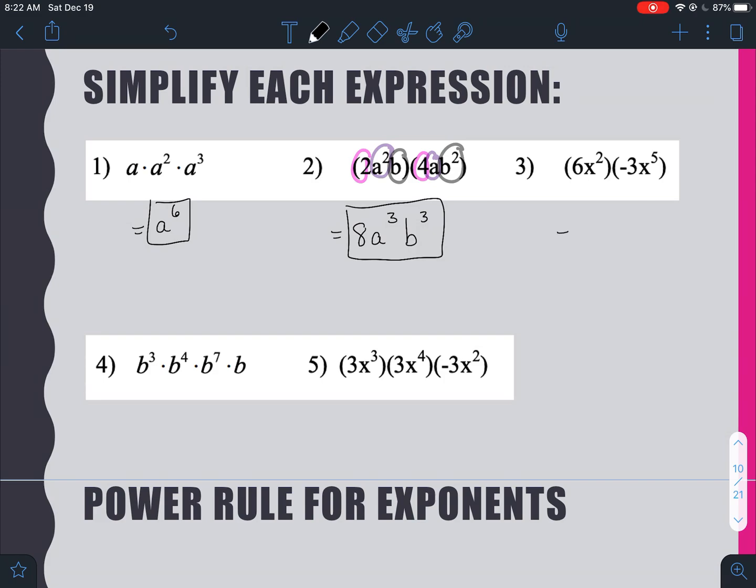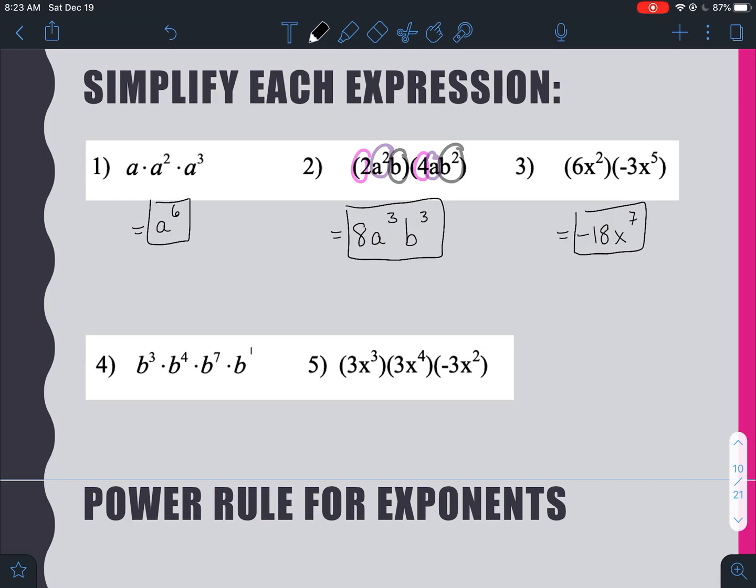On number 3, we have 6x squared times negative 6x to the fifth. Again, you can multiply the coefficients, the numbers in front, and you get negative 18. X to the second times x to the fifth would be x to the seventh. So you get negative 18x to the seventh.